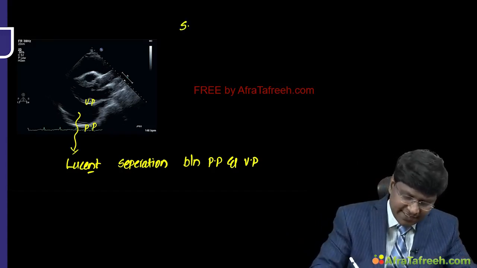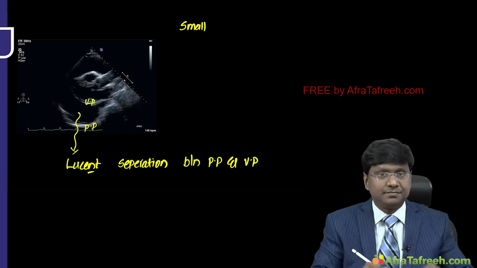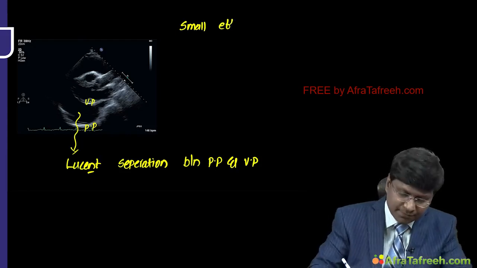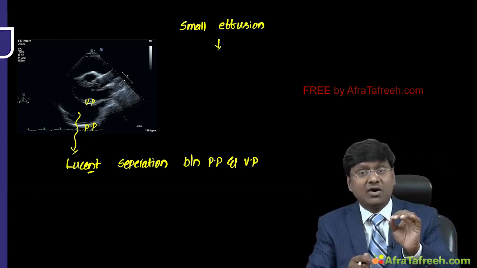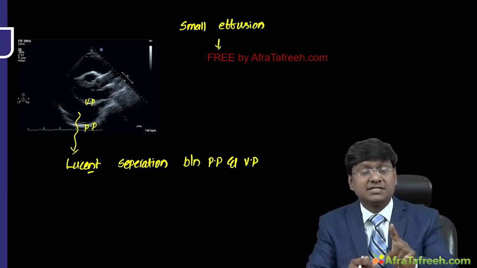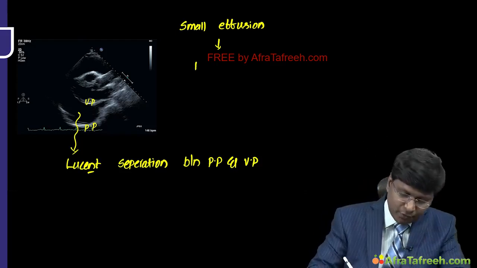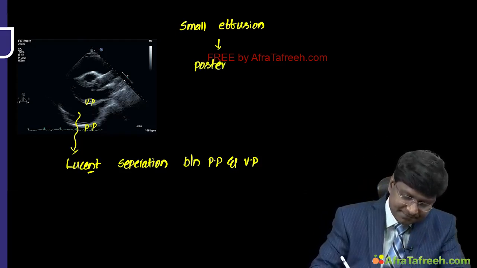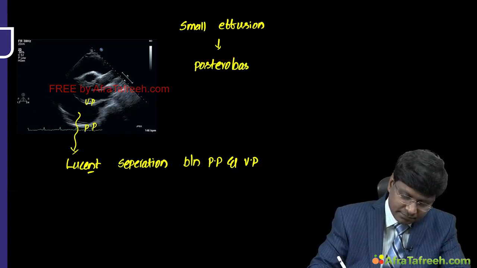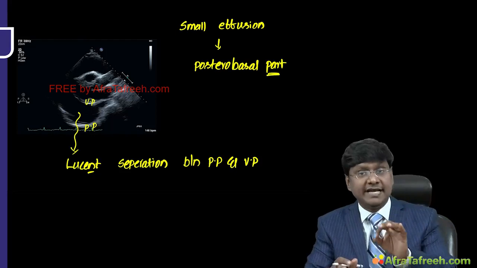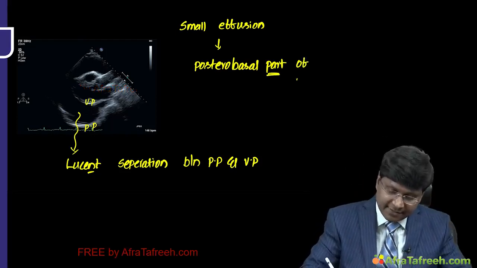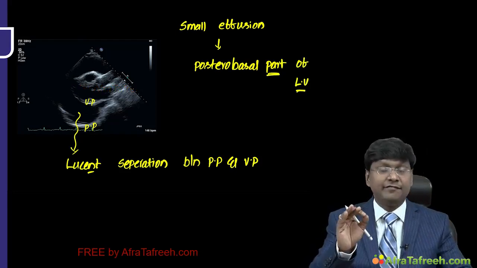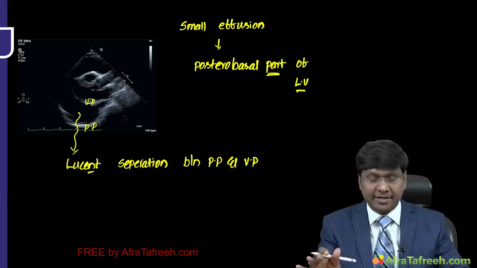So, if there is a small effusion, where will this particular small effusion get accommodated first? First, it is evident over the posterobasal part of the left ventricle. That is the area where, if it is a small effusion, it first gets accommodated.